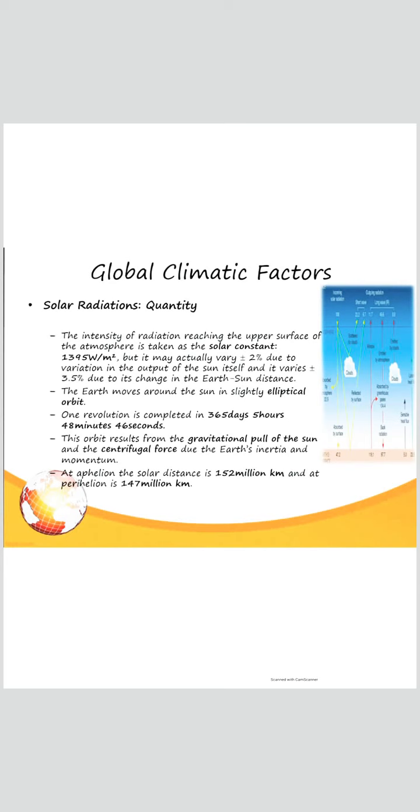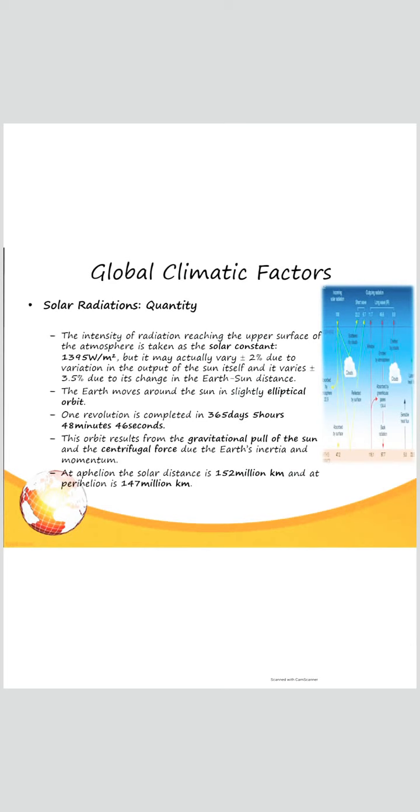The intensity of radiation reaching the upper surface of the atmosphere is taken as the solar constant, which is 1395 watt per meter square, but it may actually vary plus minus 2% due to variations in the output of the sun itself, and it varies plus minus 3.5% due to the change in the Earth-Sun distance.